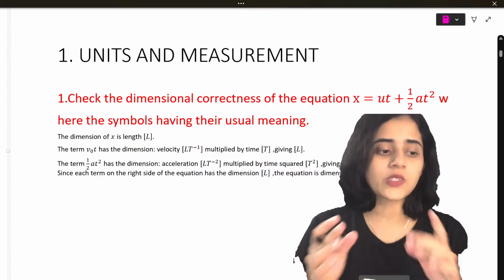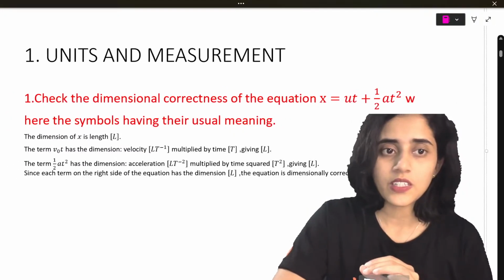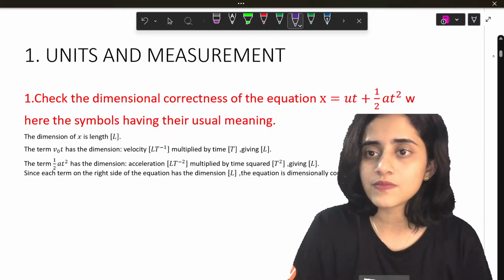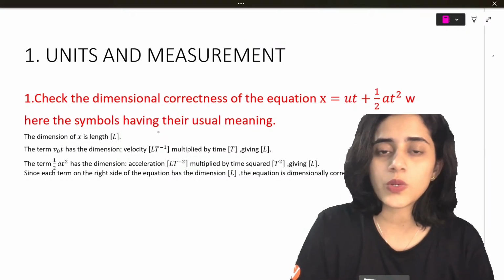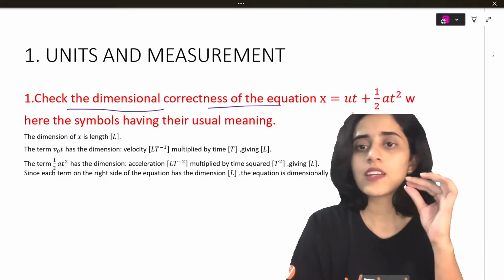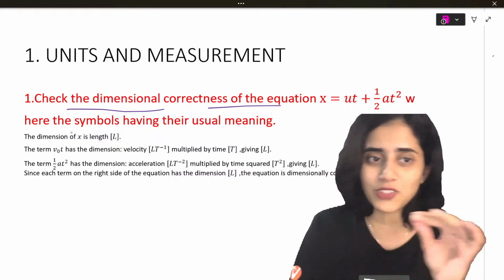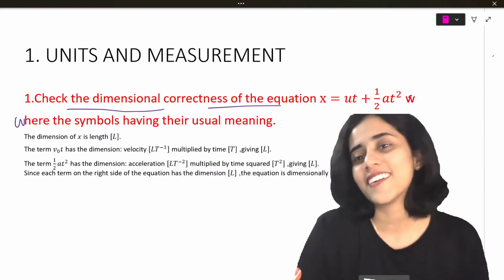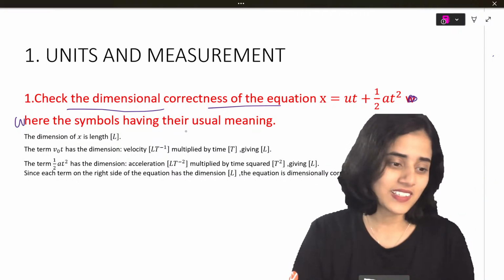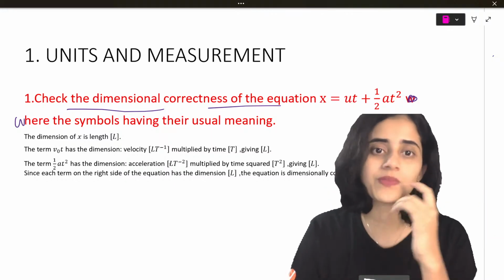Okay. So first question is from the chapter Units and Measurements. Let's look at the question. Question number 1. Check the dimensional correctness of the equation x is equal to ut plus half at square, where the symbols have their usual meaning. Okay? So question is, check the dimensional correctness of the equation.